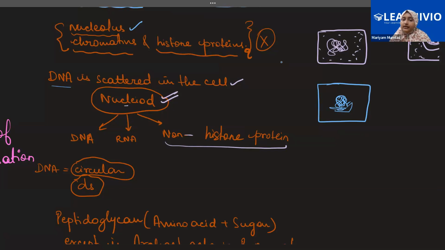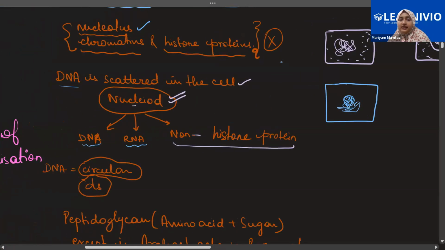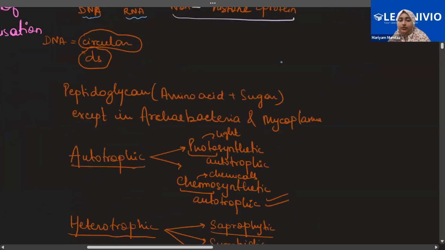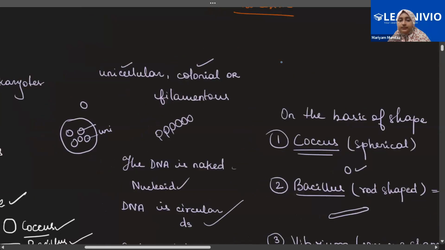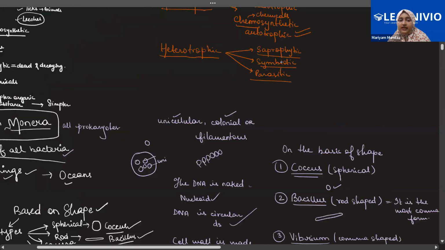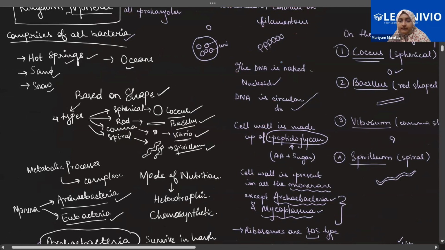Now, the nucleoid. See, nucleoid is the genetic material of the bacteria or the monerans. It is DNA, RNA, and non-histone proteins. Unlike higher organisms, which have histone proteins present, they have non-histone proteins. Is it clear? Any doubts up until now? No, ma'am.